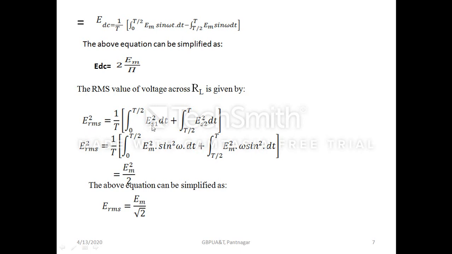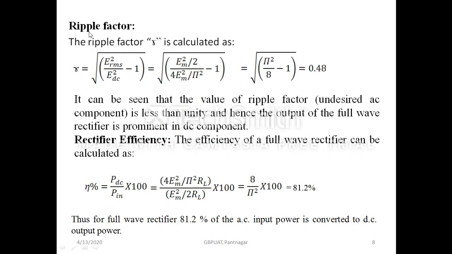Again, if you want to calculate the RMS value of the voltage across the load resistance, first we calculate the squared value of the RMS voltage. It is given by the formula, that is integration of 0 to T by 2 ES1 whole square dt plus integration of T by 2 to T instant ES2 whole square dt, and the total divided by the total time period. So here again we replace by the basic sinusoidal equations and simplify it. We will obtain the squared RMS value of the voltage as Em square upon 2, and if we want to calculate the value of RMS, it is equal to Em upon under root 2.